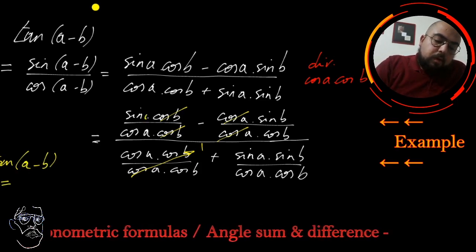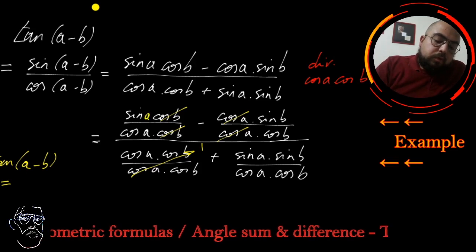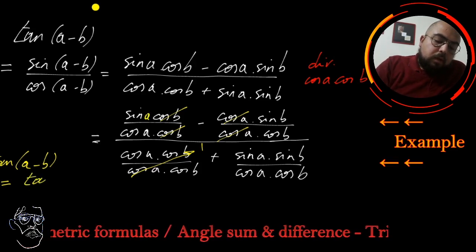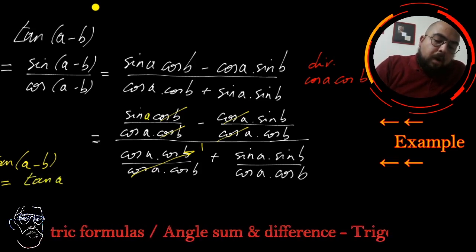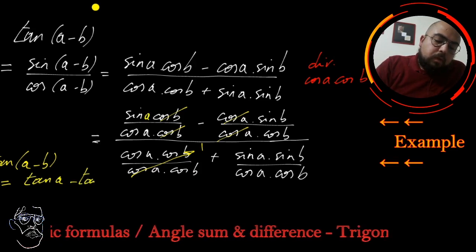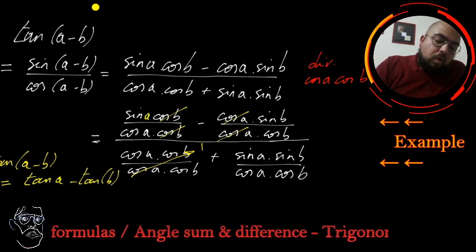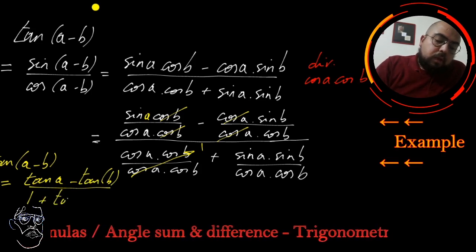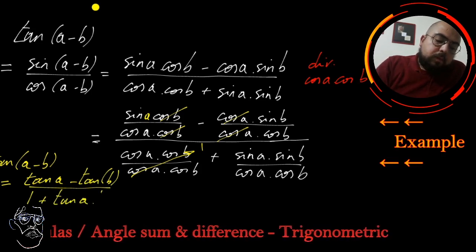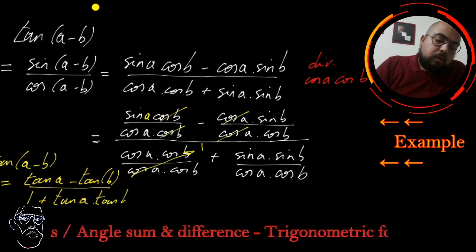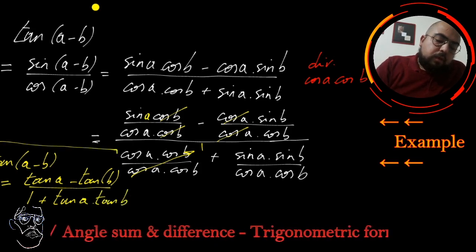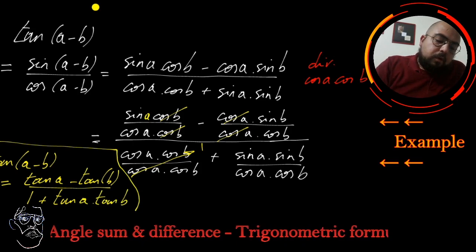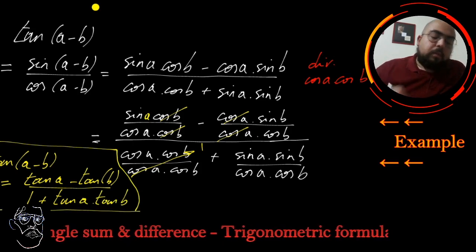So I can simply say that tangent of A minus B is equal to tangent A minus tangent B over 1 plus tangent A times tangent B. So this is the formula that you're going to use related to tangent of A minus B.